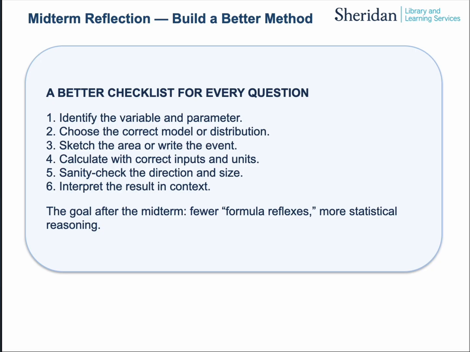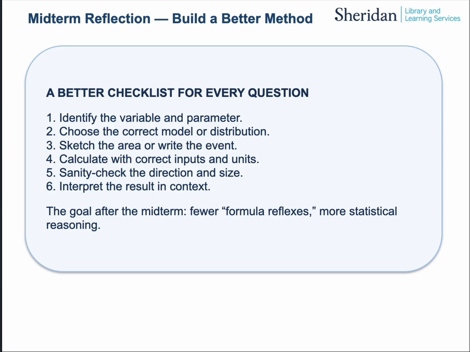When I worked with students during tutoring sessions, I noticed that many mistakes are not caused by difficult calculations. Instead, they are caused by small decisions made before the calculation even begins. For example, choosing the wrong distribution, using the wrong Excel functions, misreading what the question is asking, or forgetting to interpret the final answer. That's why I'd like to introduce this simple six-step checklist.